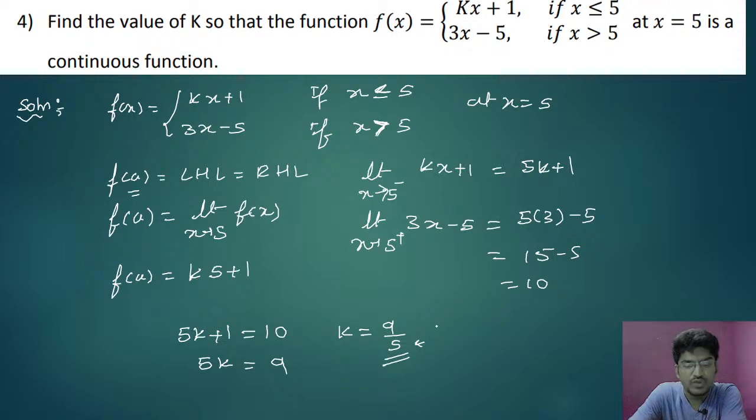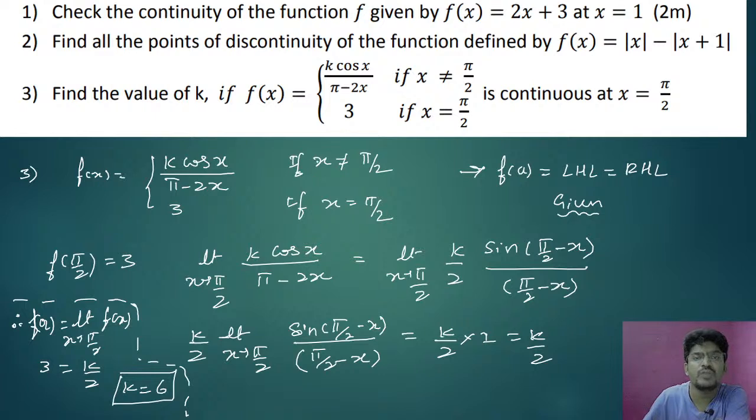So now let us go for the third problem. See the third problem. In the third problem they have given that it is continuous at x equal to pi by 2. Write the function k cos x divided by pi minus 2x if x is not equal to pi by 2, 3 if x is equal to pi by 2. And we know that at f of pi by 2, whenever x is equal to pi by 2, it is 3. Okay, you take it. Clear?